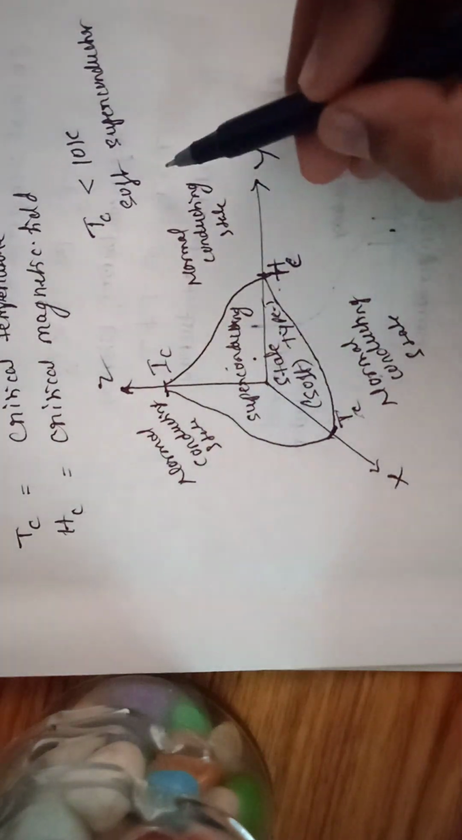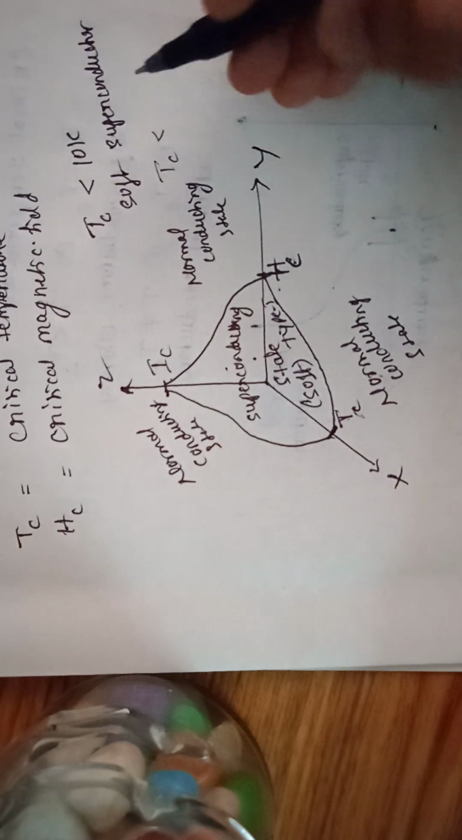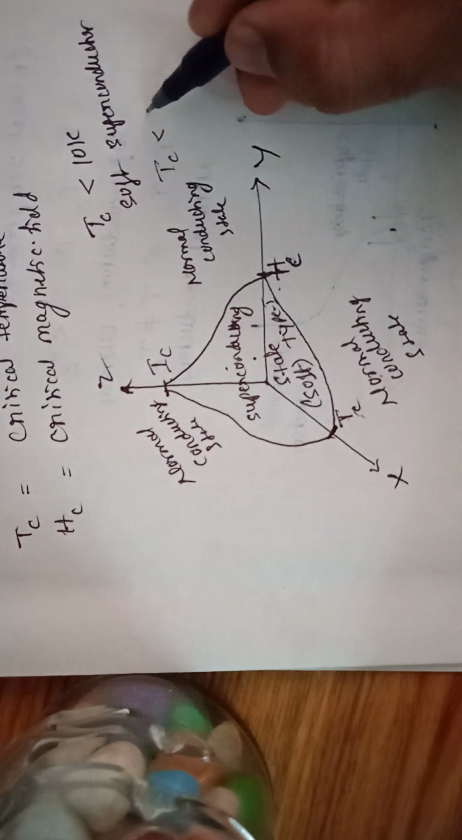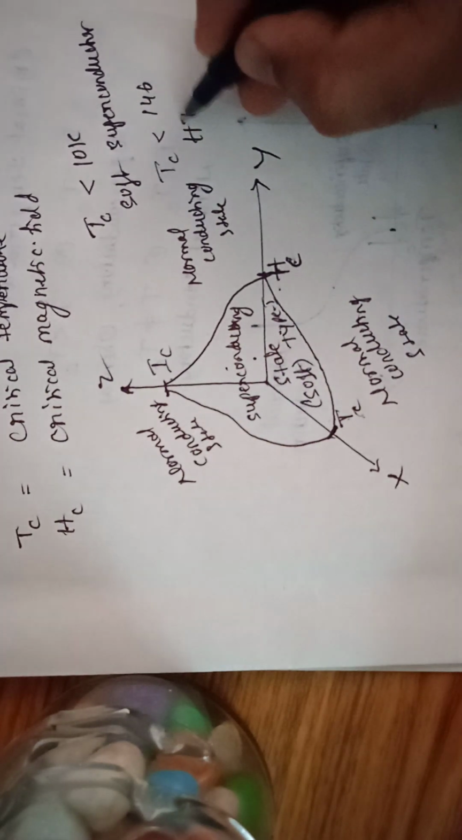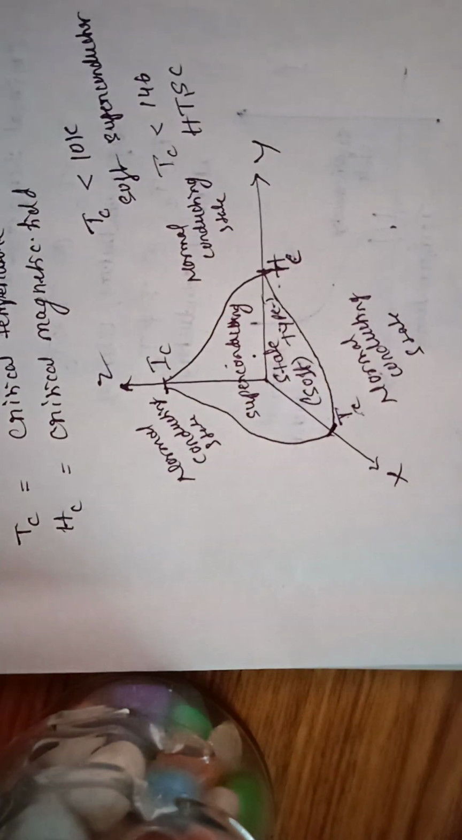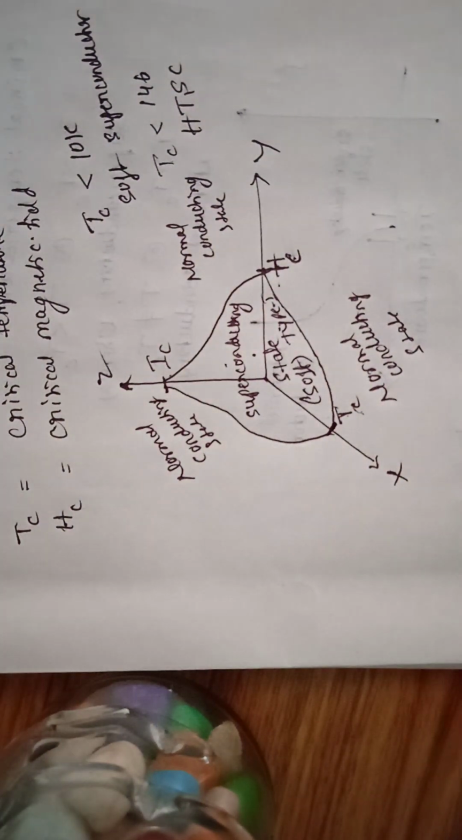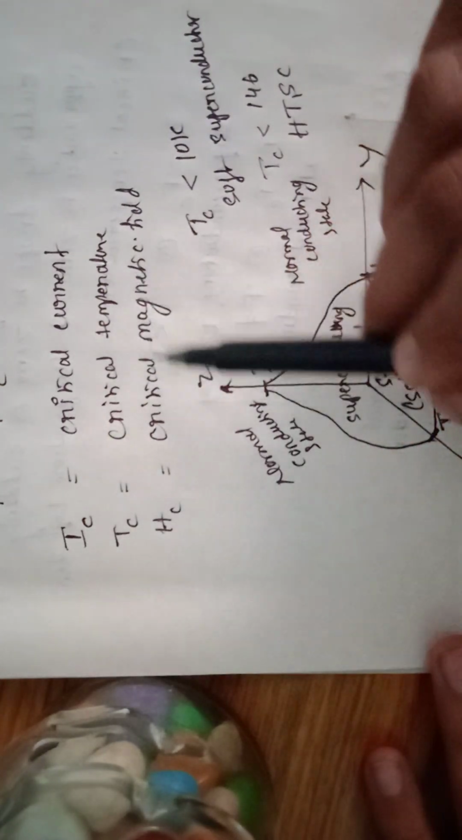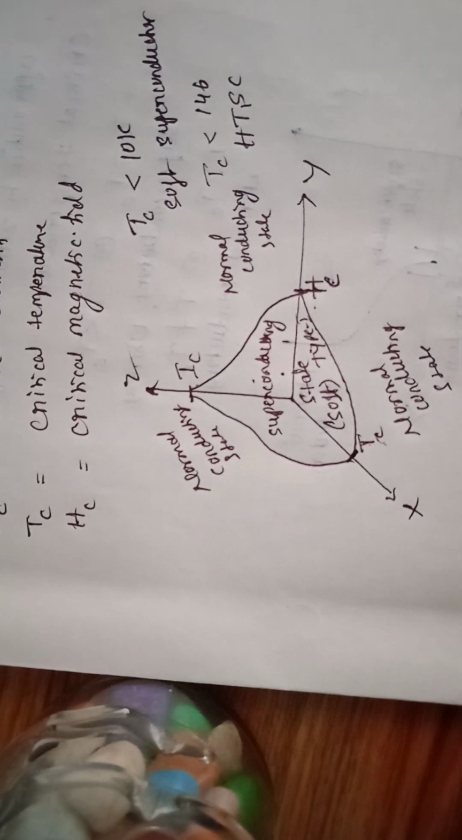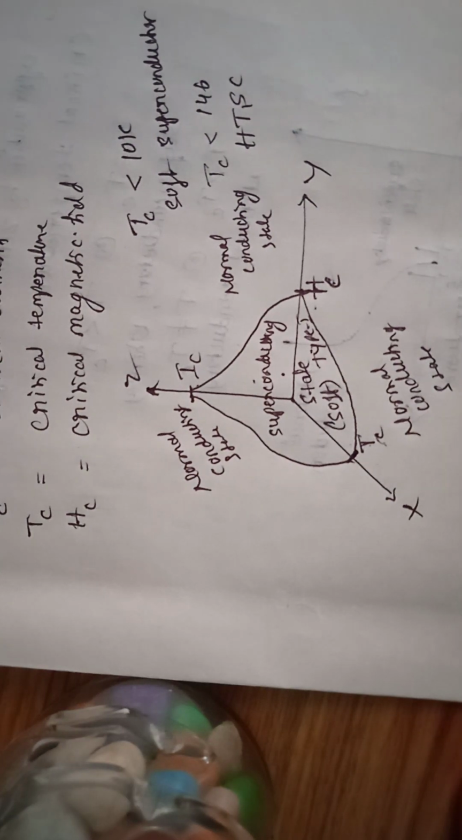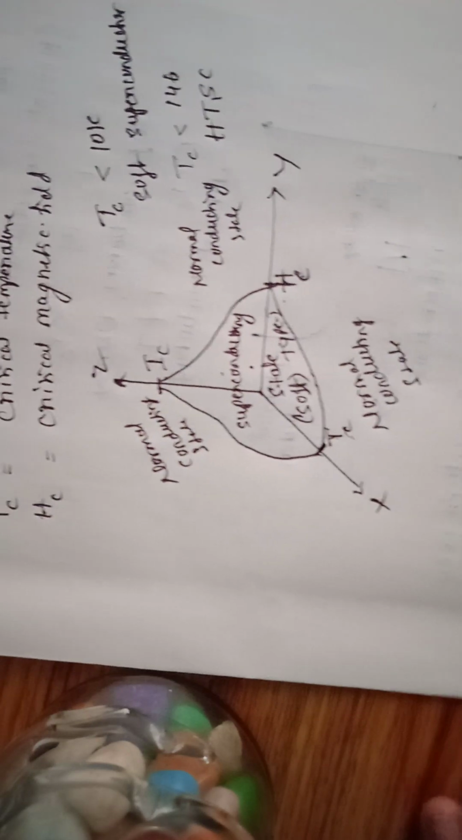So if the critical temperature is less than 146 Kelvin, they are all high temperature superconductors, HTSC. So what exactly are the critical current, critical temperature, and critical magnetic field? These are the transition state. When within this region, the material behaves like a superconducting state. Above this, the material becomes normal conducting state. That is the second order phase transition.